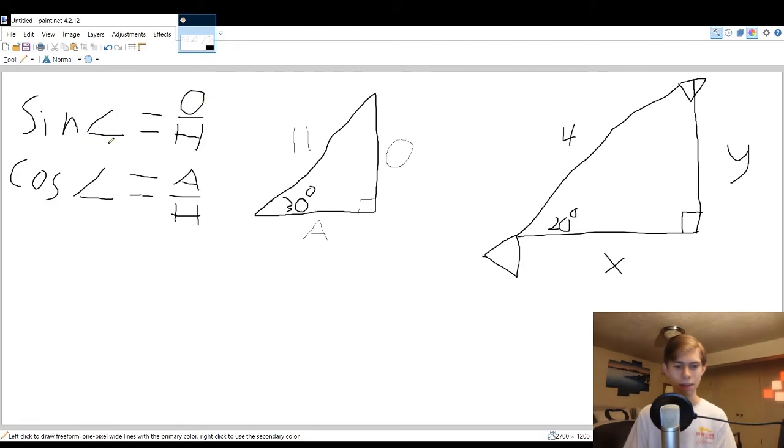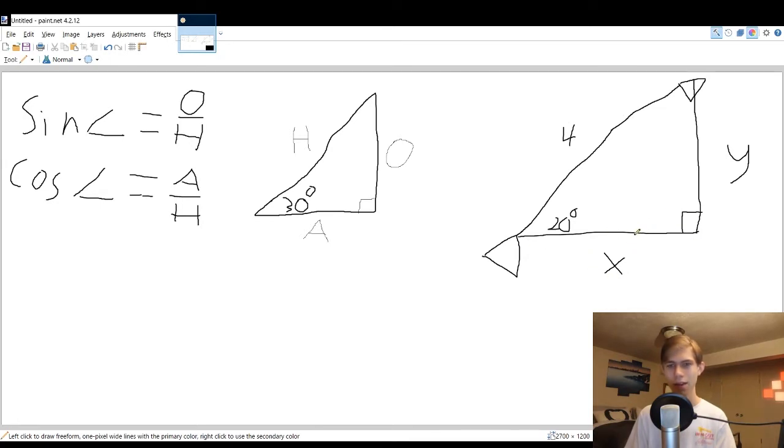So if you see right here, the angle we're looking at is 30. So the sine of 30 would be the ratio of the opposite side to the hypotenuse. So let's look at this triangle over here and try to solve for x. Since we have this 20-degree angle and this side that's 4, we can use that to find this side, x, how far we have to travel on the x-axis.